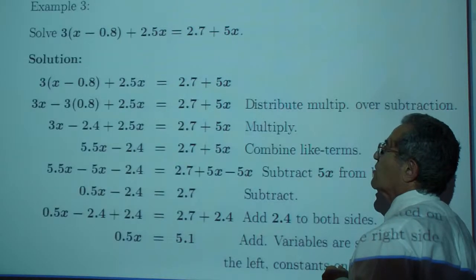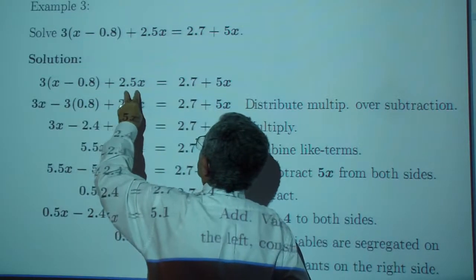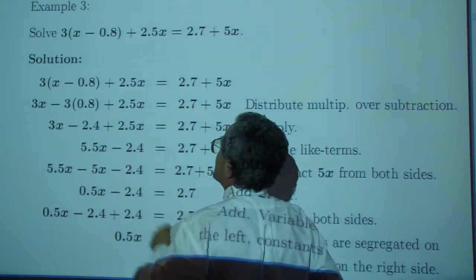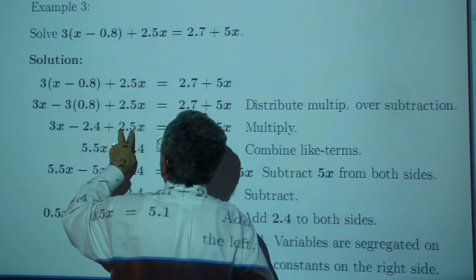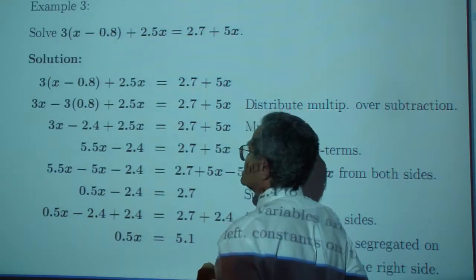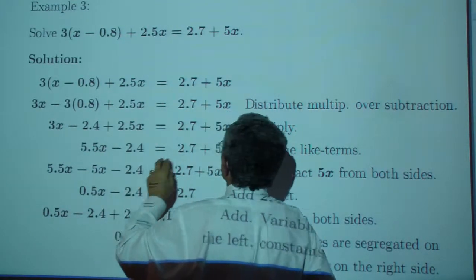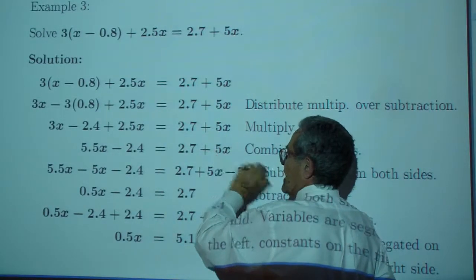And then solve 3 times (x - 0.8) + 2.5x = 2.7 + 5x. Again, distribute. You get 3x - 2.4 + 2.5x = 2.7 + 5x. Combine like terms, you get 5.5x. Subtract 5x from both sides, the x's disappear from the right.